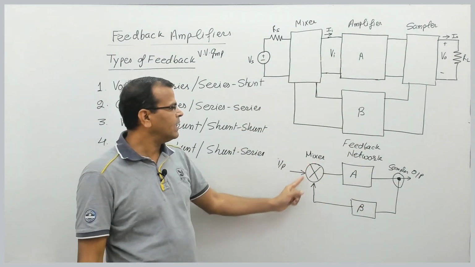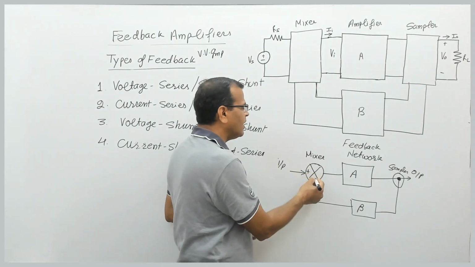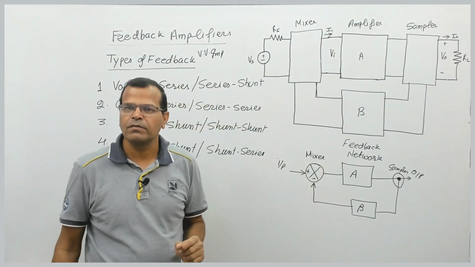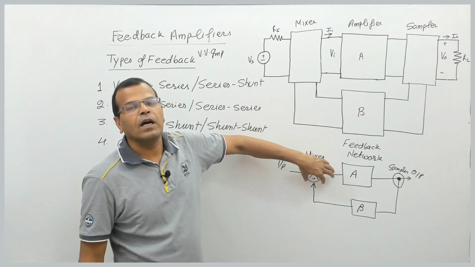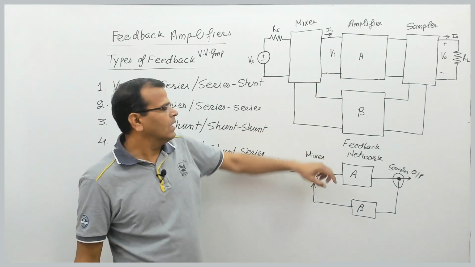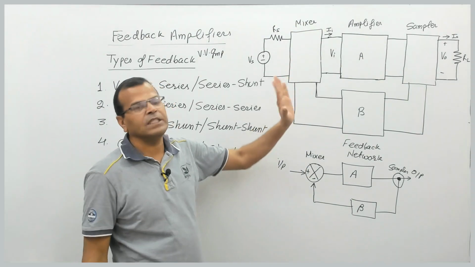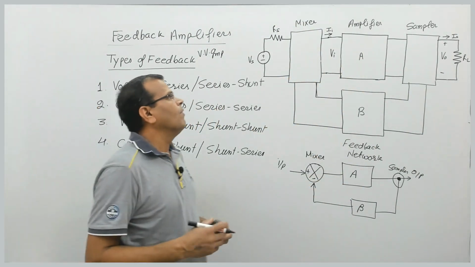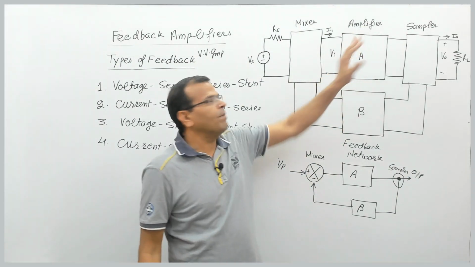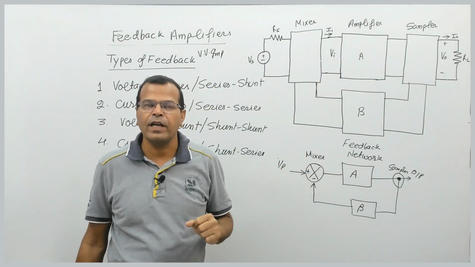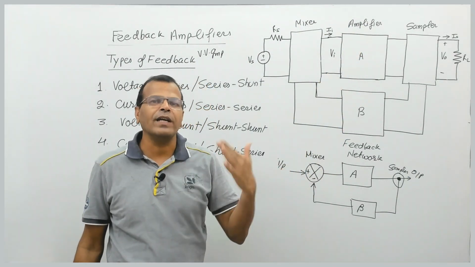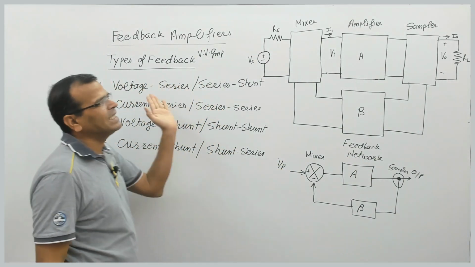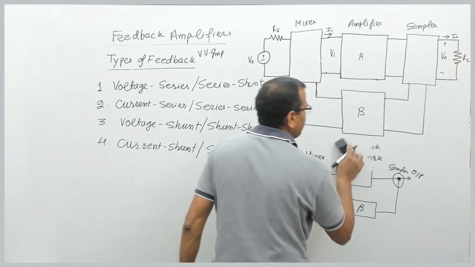Remember, the mixer is a simple adder or subtractor. The mixer is basically a subtracting type of element. We will see that one by one. I'll explain each and every one. Fine. First, we will be taking the type of amplifier, right? Once you take the type of amplifier, then we will be taking the mixing and output sampling networks.